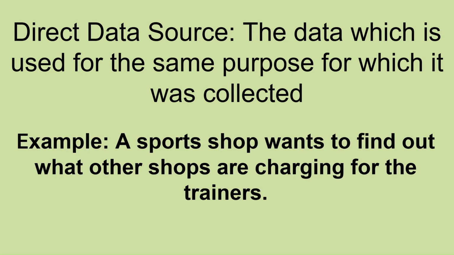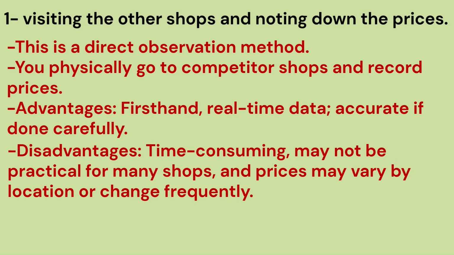Example: a sports shop wants to find out what other shops are charging for the trainers. Visiting the other shops and noting down the prices. This is a direct observation method. You physically go to competitor shops and record prices. Advantages: first-hand, real-time data, accurate if done carefully. Disadvantages: time-consuming, may not be practical for many shops, and prices may vary by location or change frequently.